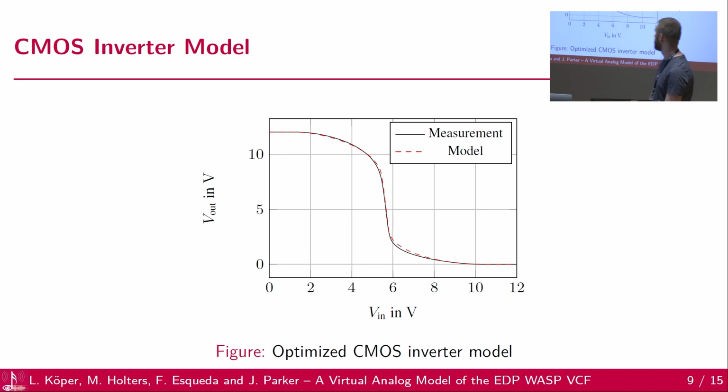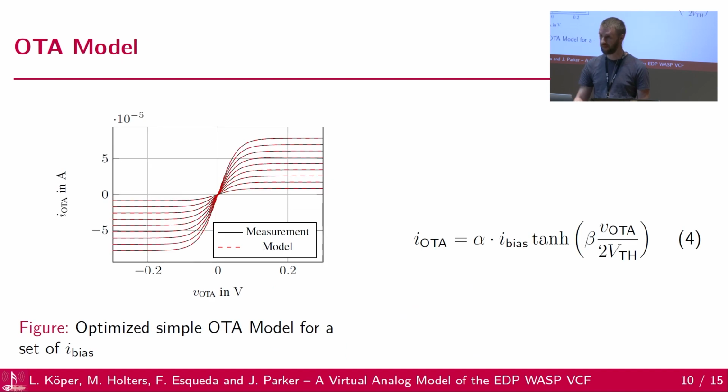So this is the optimized CMOS inverter. You can see the measurement in black, and the dashed line is the model. Okay, there's a tiny gap here at the bottom, but actually this is in the range of production deviations, so that's actually not a big problem. Pretty simple, but works really fine.